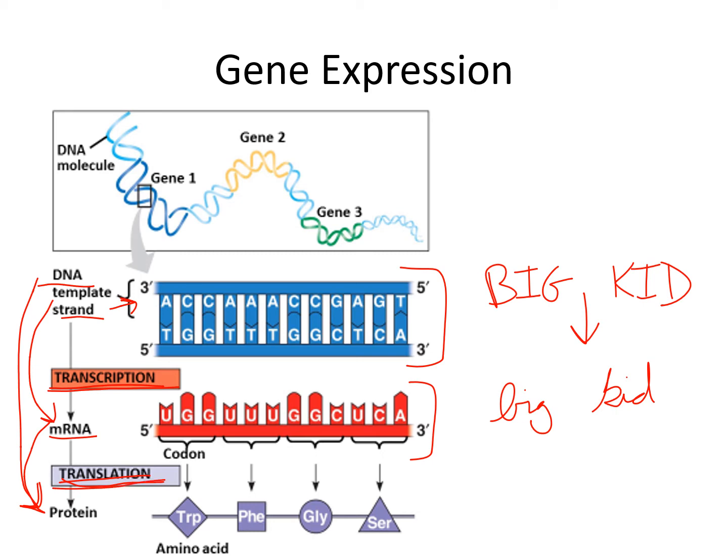Translation, on the other hand, when we use translation in regular conversation, we're talking about taking information in one language and translating it into another language. So when you look at RNA and protein, they are two totally different molecular languages. The monomers that make up the RNA are nucleotides. The monomers that make up protein are amino acids. And they have two completely different structures. So if I were to translate these two words, big kid, into another language, like Japanese, let's say, big is one character like this, and kid is another character like that.